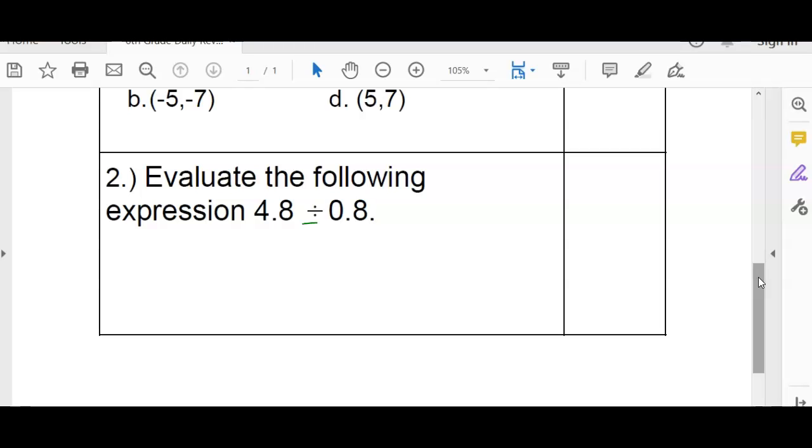All right. Now, evaluate the following expression. 4 8/10 divided by 0 8/10. Okay. So writing this problem out, we need to do long division. What number is going to go inside the house? Jordan? 4.8. Good. 4 8/10.